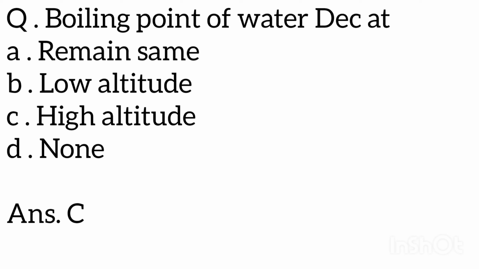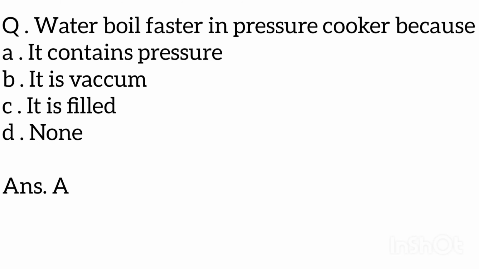Next question. Water boils faster in pressure cooker because option A, it contains pressure. Option B, it is vacuum. Option C, it is filled. Option D, none. So the answer is A, it contains pressure.